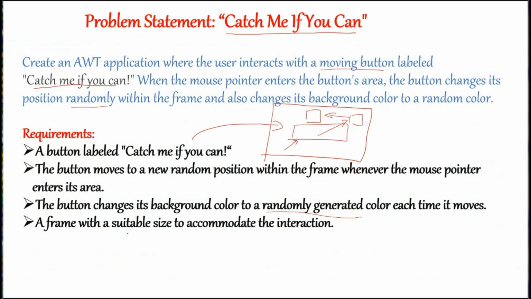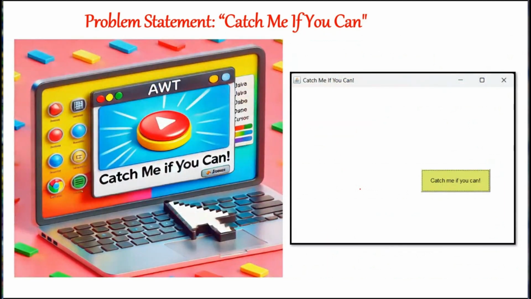And the fourth is a frame with a suitable size to accommodate the interaction. So the size of the frame should also be suitable, in the sense that it can accommodate the button and the movement. You can see that. See here what I'm trying to say. This is the output application that we are expecting here. This is the button and this is the frame area.